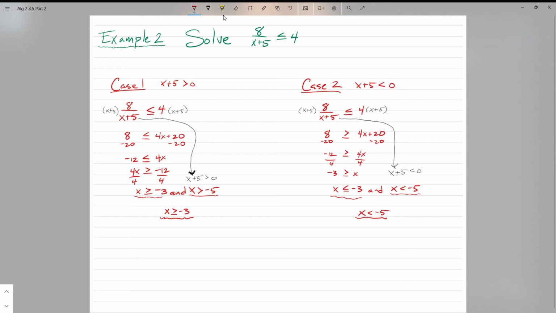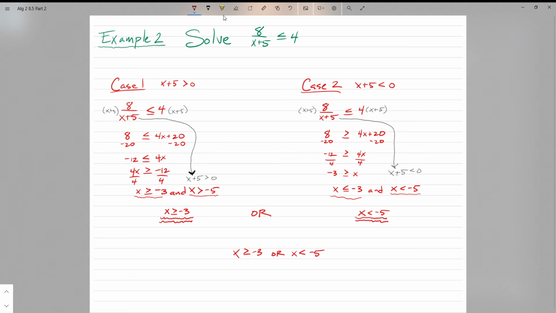And then your final answer to the problem. So basically we said if the denominator is positive, we got this answer. If the denominator is negative, we got this answer. Well, our final answer is going to be the left or the right. It's an OR statement. So we would say x is greater than or equal to -3, or x is less than -5.